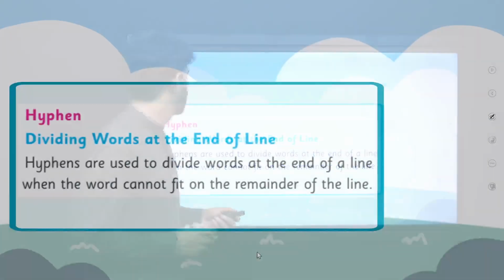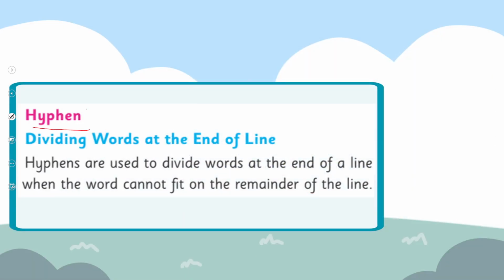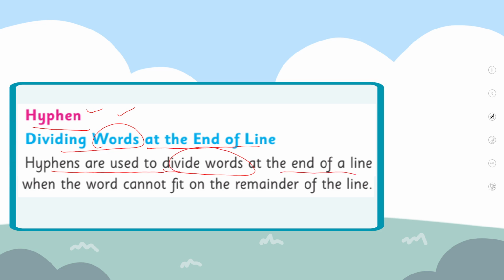Now specifically we know that hyphens are used for various purposes, but here we are going to use hyphen for dividing words at the end of line. So hyphens are used to divide words at the end of a line when the word cannot fit on the remainder of the line.